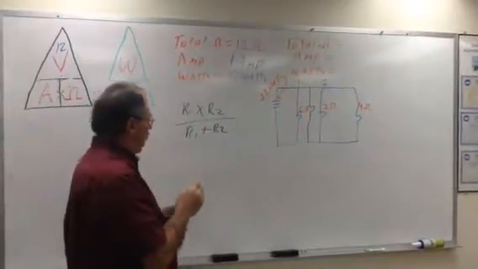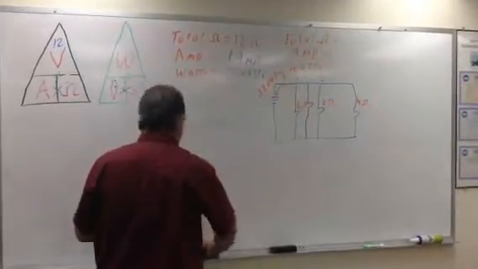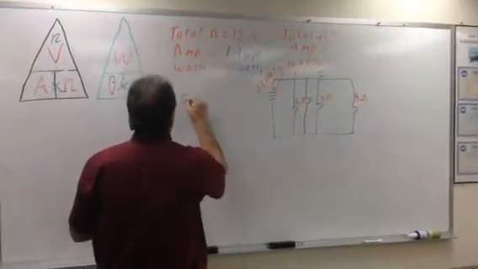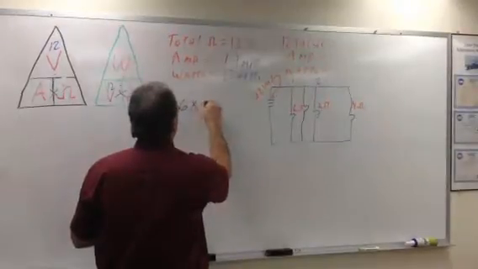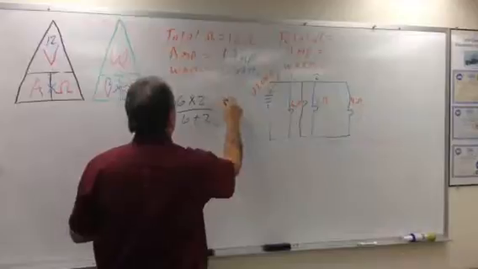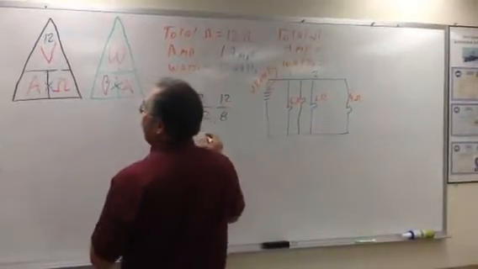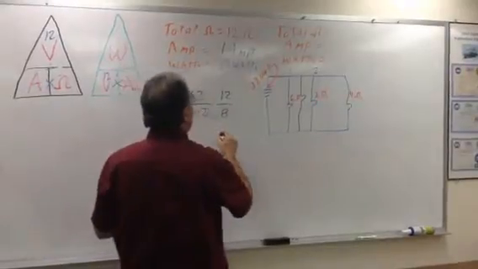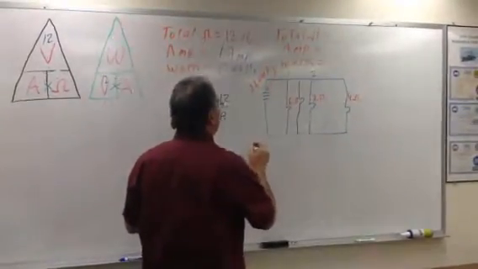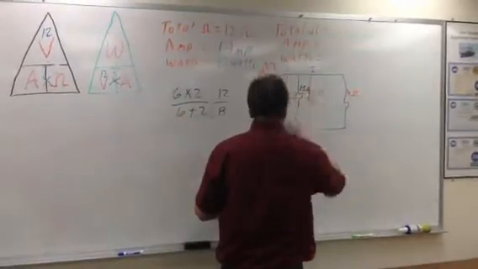So let's go ahead and do our math. I'll get rid of the formula here. So we're going to have 6 times 2 over 6 plus 2. So we have 12 over 8. Now if we go ahead and do the math here, we're going to realize that that is 1.5 ohms. So let me put this, 1.5 ohms.